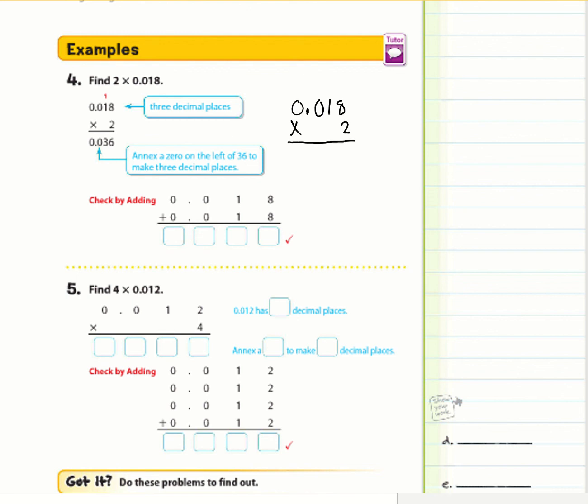We can also just include that zero because it's there. 2 times 8 equals 16. 2 times 1 equals 2, plus 1 equals 3. 2 times 0 is 0. 2 times 0 is 0.